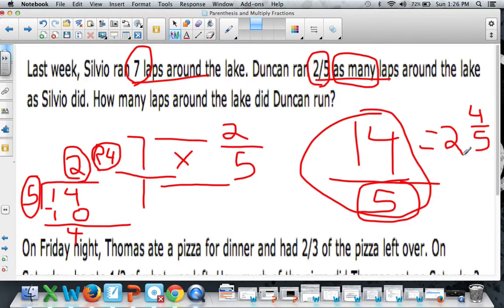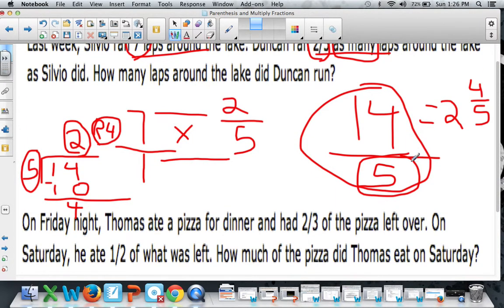You are a boss if you can do that. It might take practice, but, you know, replay the video and watch very carefully how I turn 14/5 into 2 and 4/5. It's the same thing every time. Want to do one more? Let's do one more. We'll make the video a little longer.